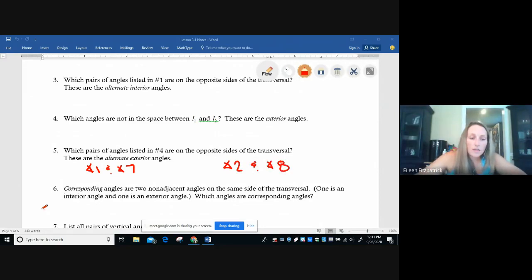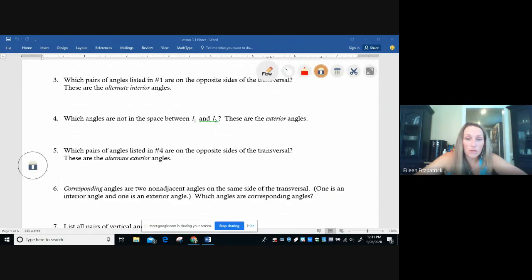Okay. Now we're going to talk about corresponding. To find corresponding angles, it says there are two non-adjacent angles on the same side of the transversal. One is an interior angle and the other is an exterior angle. All right, they're in corresponding locations. So let me go back up.